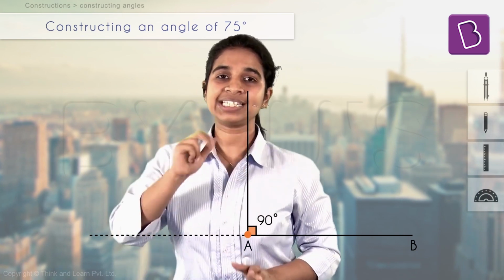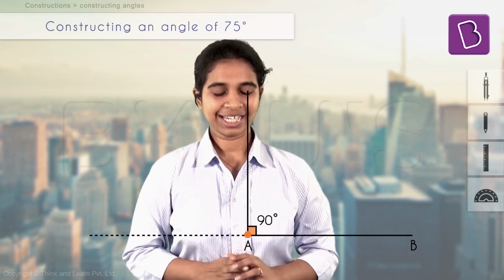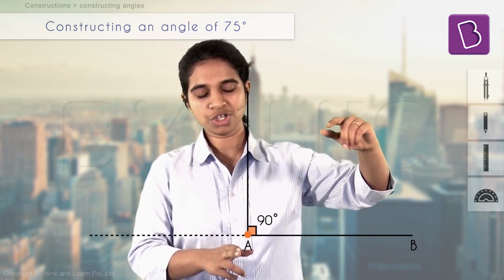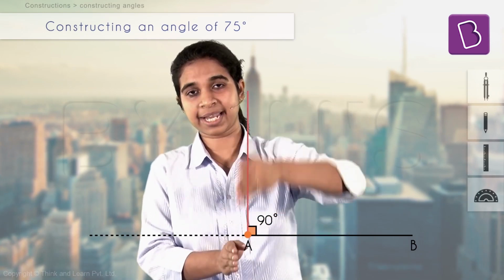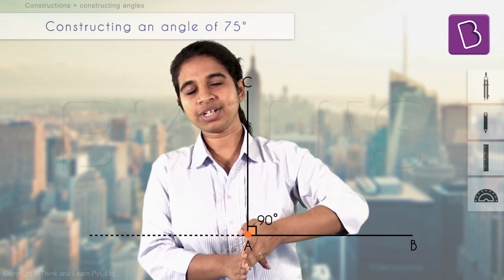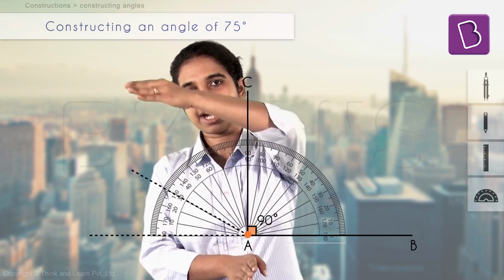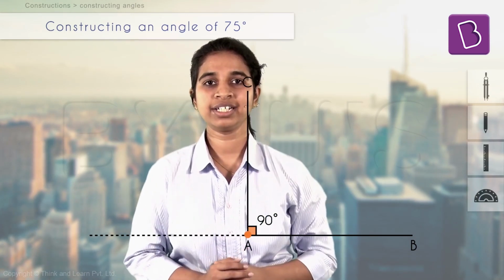Now you need to add 60 to it. What does that mean? Instead of drawing 60 here, you need to take this ray. Let me call this AC. You need to take AC as the starting ray and draw this angle of 60 degrees, right?